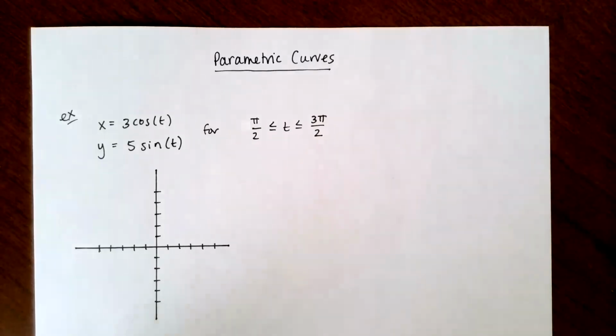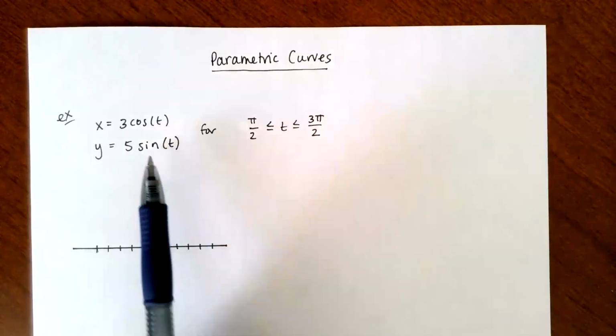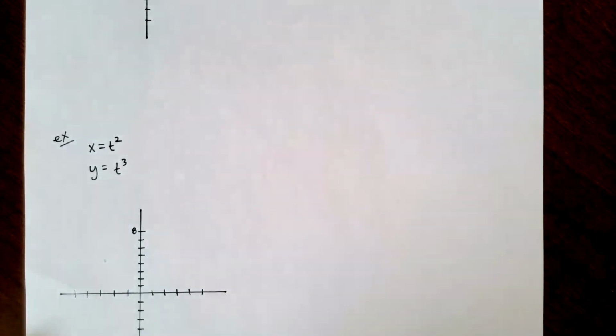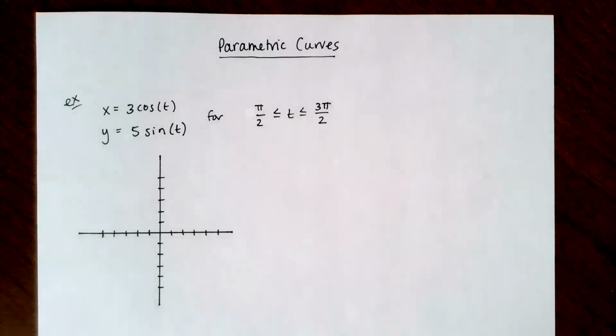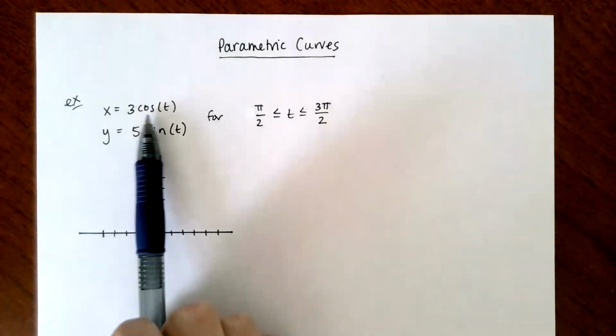Let's talk about parametric curves. In this video, I'm going to do two different parametric curve sketches. The first one you can see on the screen here, 3 cosine and 5 sine. And then the second example I'll do in this video is x equals t squared, y equals t cubed. And I've paired these together because they're a nice contrast of the two different techniques that we can use to sketch these parametric curves.